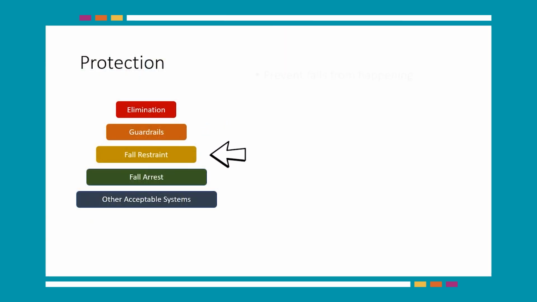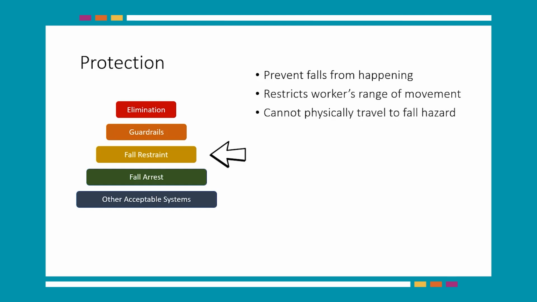Fall restraint systems can help prevent falls from happening. Fall restraint systems use PPE to restrict the worker's range of movement so they cannot physically travel to a fall hazard. They are preferred over fall arrest systems, which protect workers who are already in the process of falling.